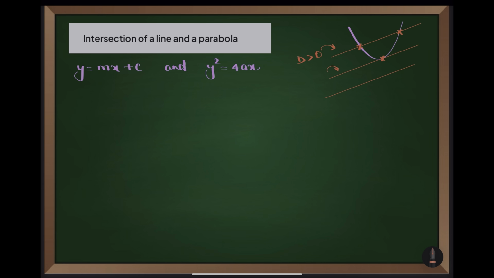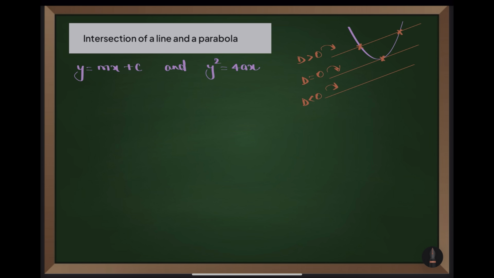Now look at this case. Here we are getting one intersection point, but it is a 2-degree curve. So can I say that both intersection points are the same? It is only possible if D is equal to 0. Now look at this case. In this case we have a no cut, no touch situation. So can I say that D is less than 0? Okay.